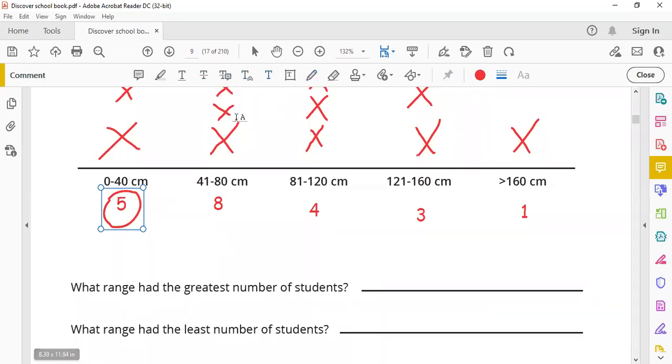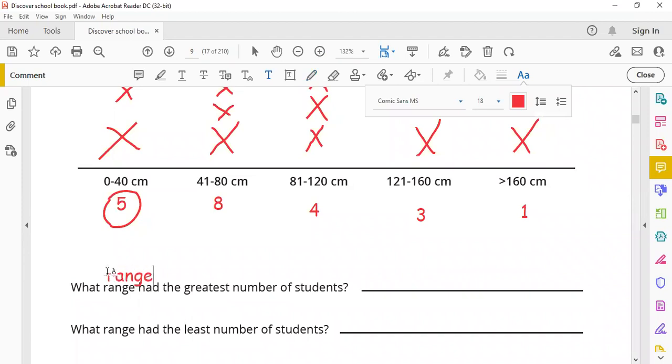Now we have a question here. What range had the greatest number of students? What is the meaning of range? Range means the number of centimeters. So range, you don't need to write. Means number of centimeters.